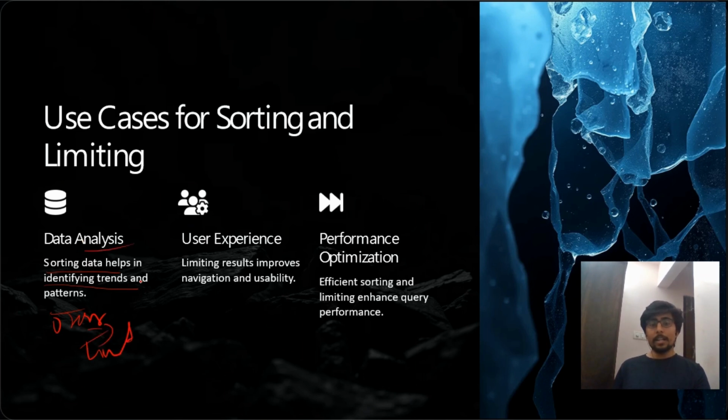How is it helping in data analysis? It's also helping user experience. Limiting results improves navigation and usability. Navigation it will improve, of course, and usability too. You don't have to keep running through all the things. You just try to find the 5 things you need, and you can use just those 5 things. You don't have to overwhelm the database by fetching all the records and using memory unnecessarily, right? It will be a burden on your database, so why do that?